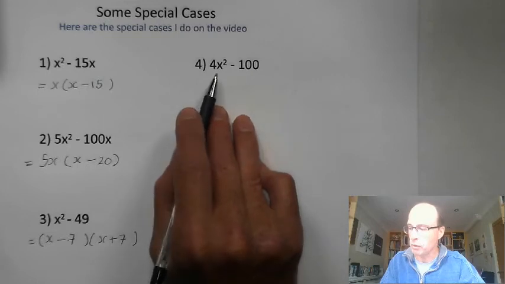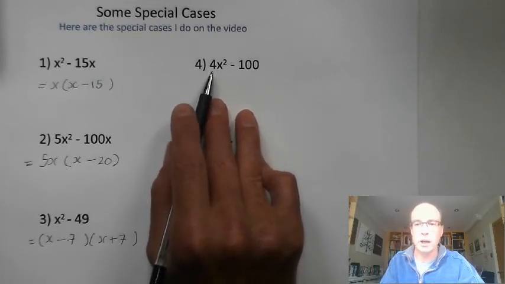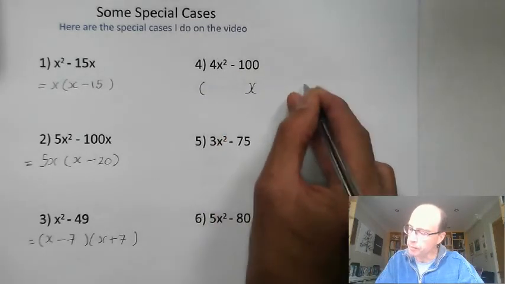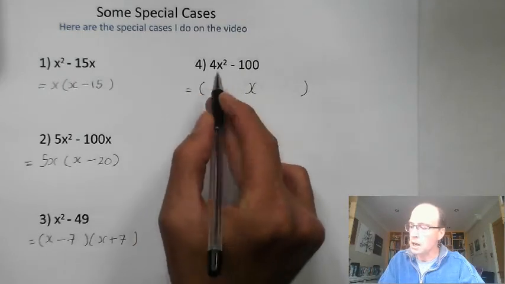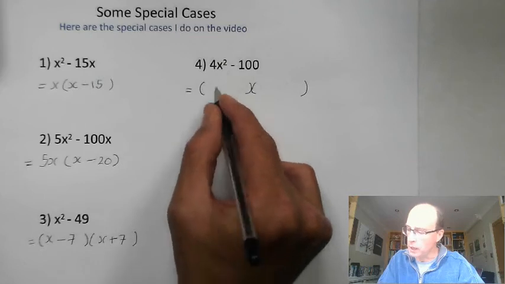It's a little bit more difficult to see. 4x squared looks a little bit more tricky than the plain x squared, but let's give it a go. I'm going to start with my double bracket, and I need to take the square root of 4x squared. Well, I know the square root of x squared is x.